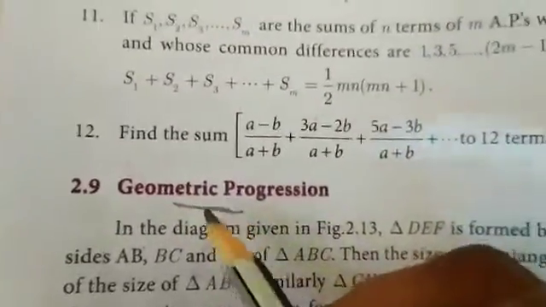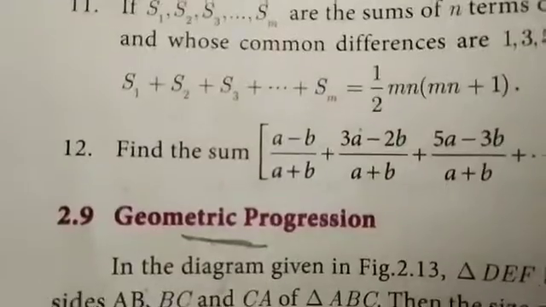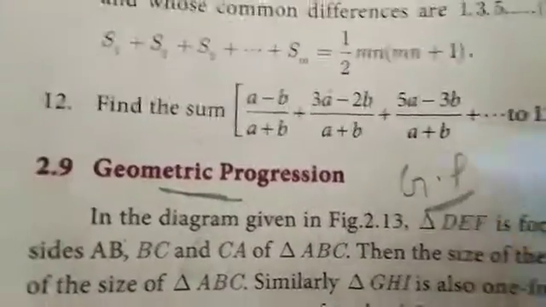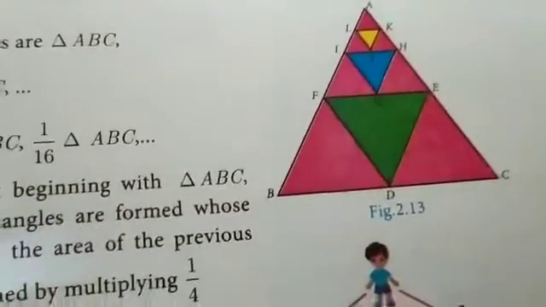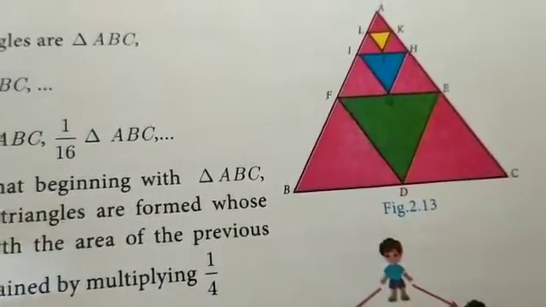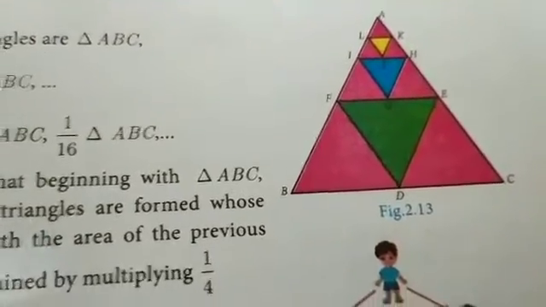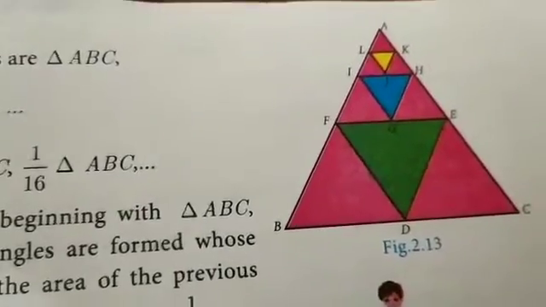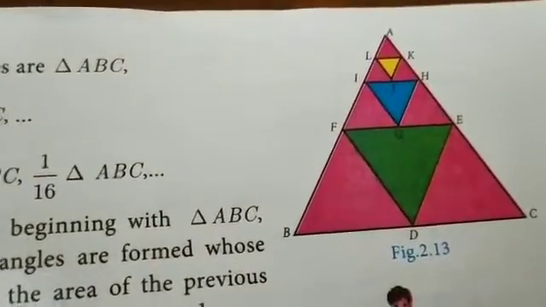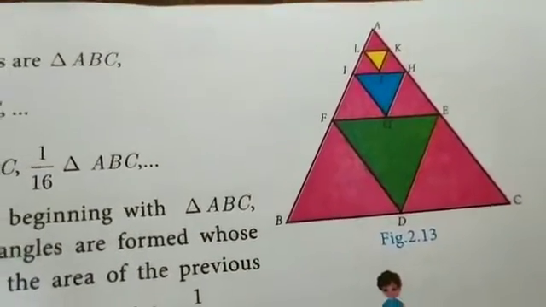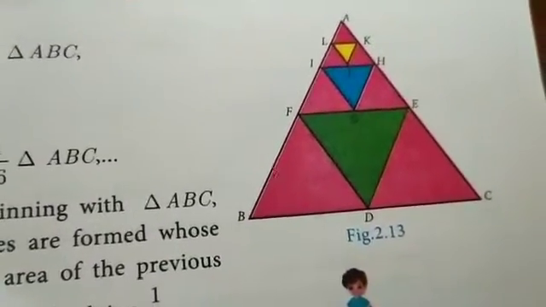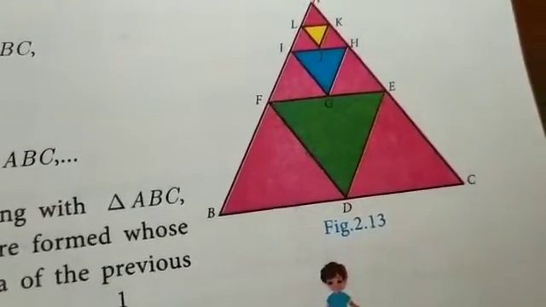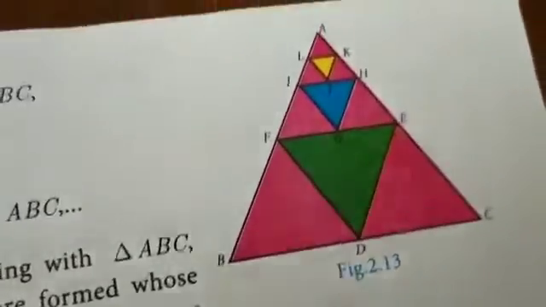Now we have come to geometric progression, which is nothing but GP. It is denoted by GP. So in this diagram, triangle DEF is formed by joining the midpoints of sides AB and BC respectively. Then the size of triangle DEF is exactly 1/4 of the size of triangle ABC. Similarly, triangle GHI is also 1/4 of triangle FDE, and so on. In general, the successive areas are 1/4 of the previous areas.